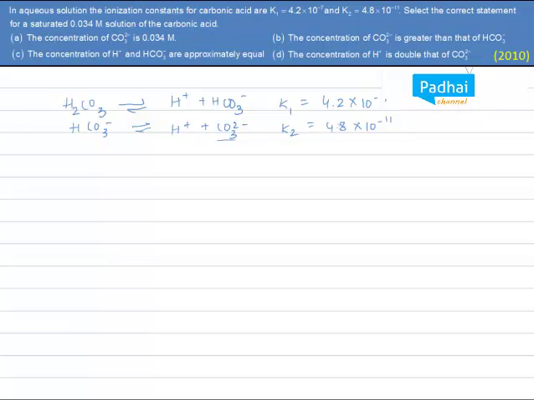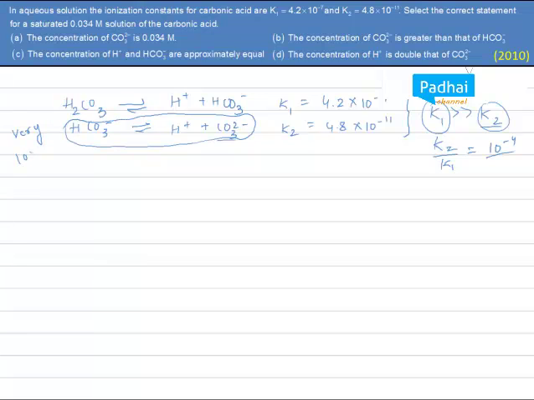Now these are the two reactions. If we see over here, we can very well say that K1 is greater than K2. K2 is very negligible because if we divide K2 by K1, it will be approximately 10 raised to the power minus 4 times, right? So that means K1 is very large as compared to K2, right? That means the dissociation of this second equation will be very low as compared to the first equation, right?